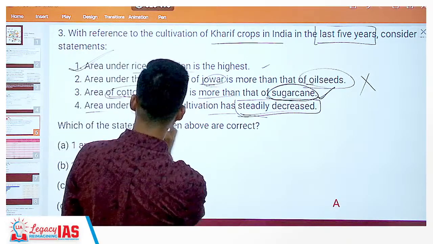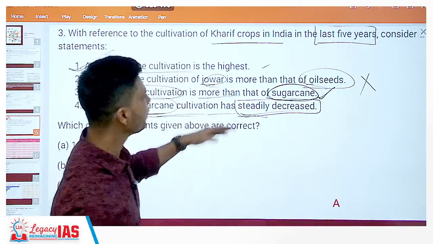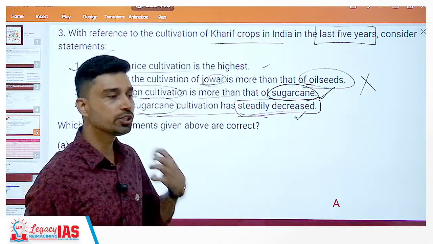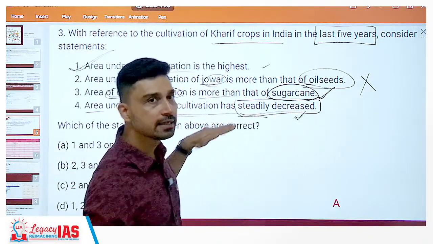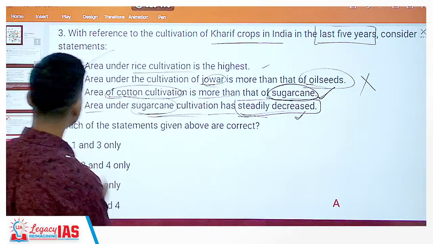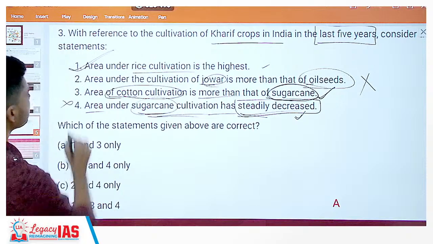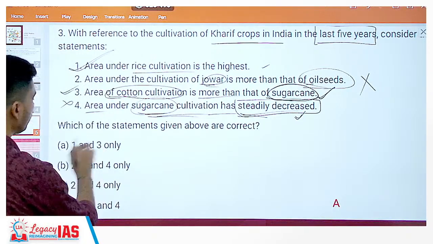If the option had simply said that the area under sugarcane cultivation has decreased, then this would have been a correct statement. But there is no pattern or trend of a steady decrease in the sugarcane cultivating areas. That means the fourth option we can consider as incorrect. So the correct answer here is A, 1 and 3 only.